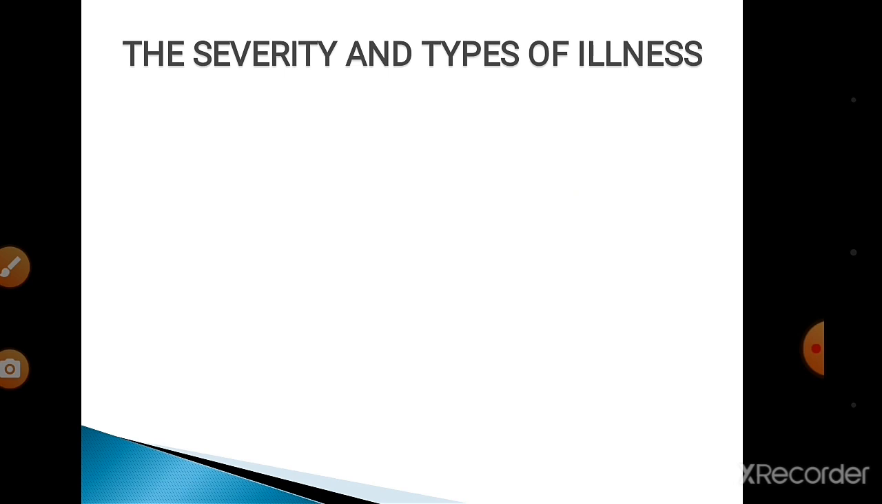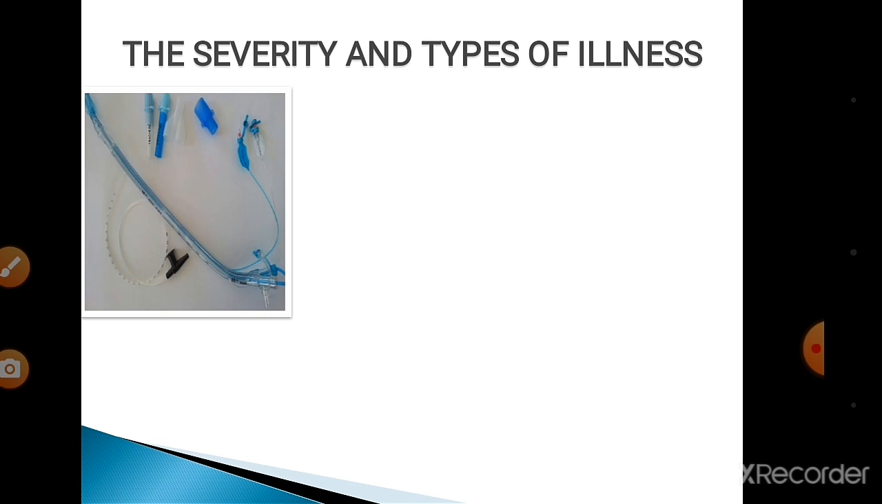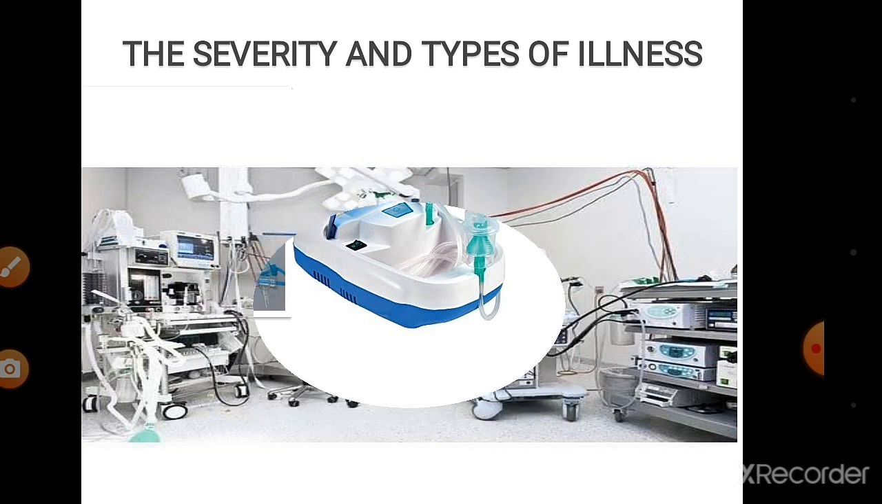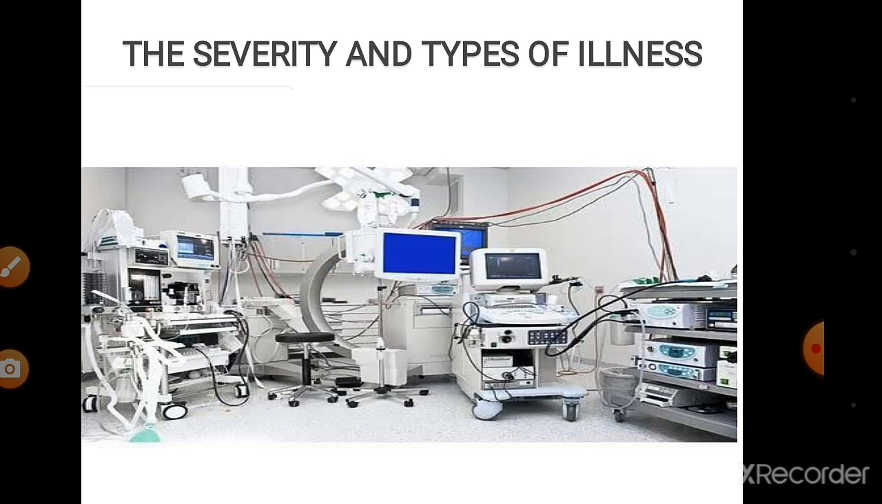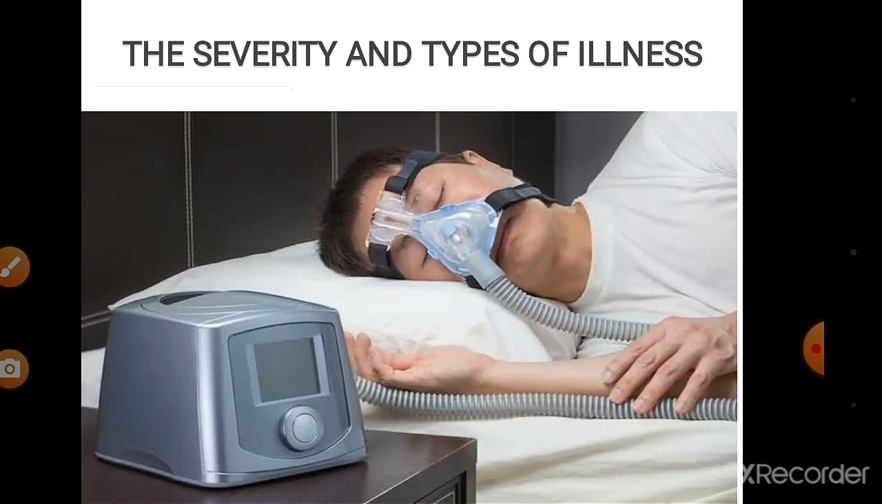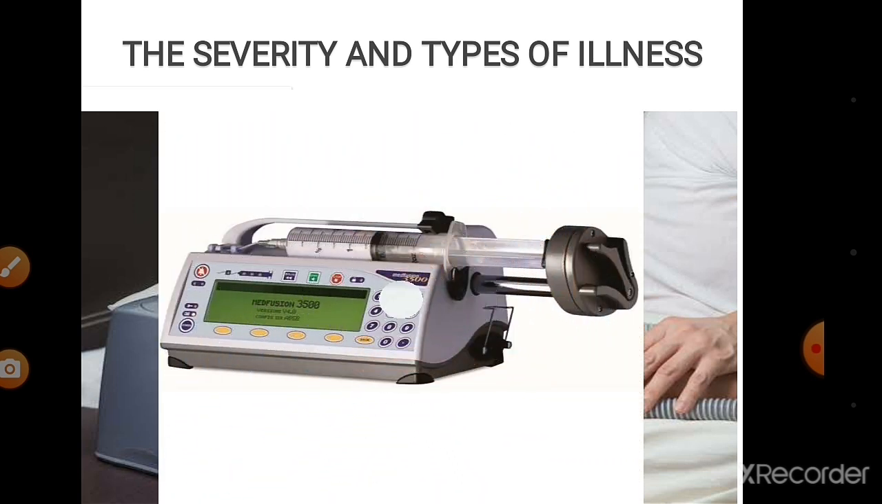The severity and types of illness. An intensive care unit will need emergency equipment and supplies that are not needed for the self-care unit, like CPAP machines, ventilators, syringe pumps, which are specifically needed in the emergency ward, but are not needed in the self-care unit.